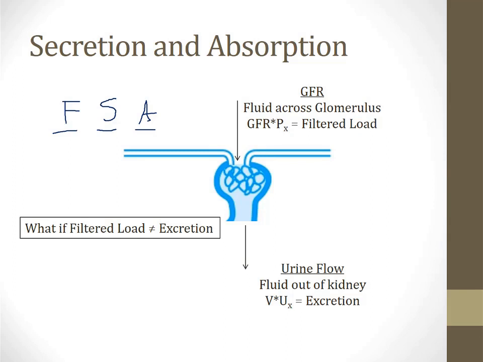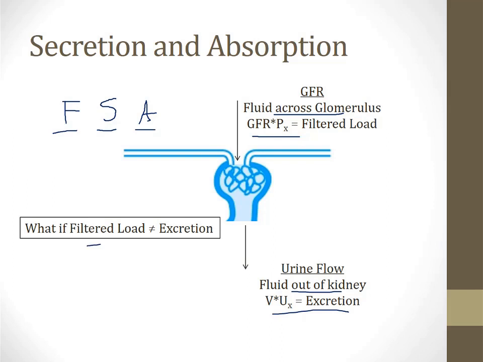So for example, let's imagine that we know the GFR, which is the fluid that crosses the glomerulus, and then we calculate the filtered load of a substance. For example, let's suppose it's sodium. That will be equal to the GFR times the plasma concentration of sodium. We can then calculate the amount of sodium that goes out. If we know the urine flow, which is the fluid out of the kidney, and we know the urinary concentration of that solute, like sodium, we can determine the excretion rate.